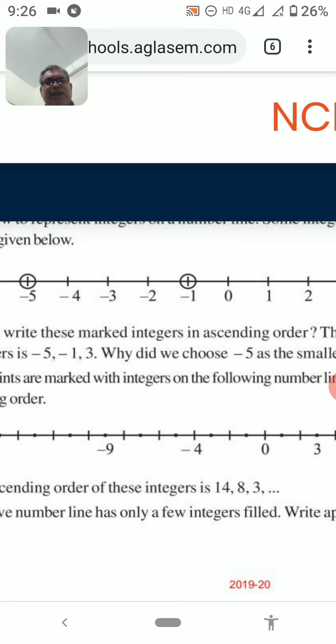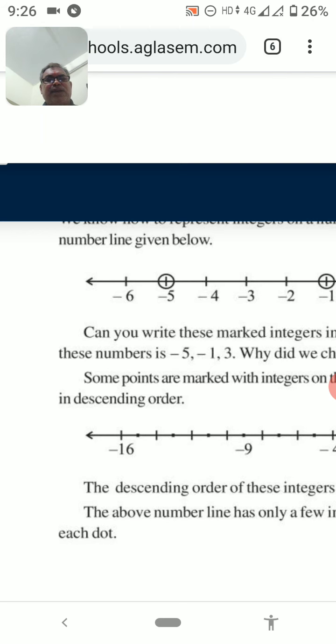So who is greater, -1 or 0? 0 is greater, which is at the right side of -1. So who is greater, -2 or -1? -1 is greater because it is at the right side. This we have studied in class 6. So who is greater, -6 or -3? -3 is greater because it is at the right side of -6. So the number which is bigger in magnitude, then it is smaller. Suppose -100, -1000. So -1000 is smaller than -1. -1 is the greatest negative integer. And of all the negative integers, 0 is greater.